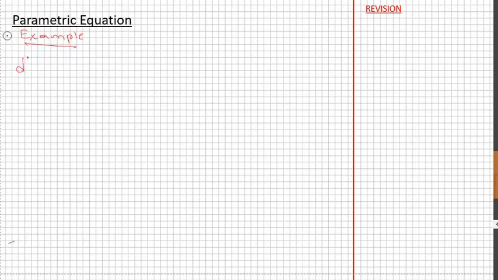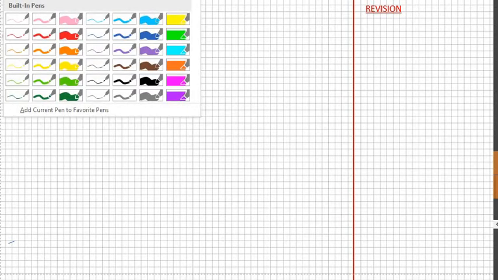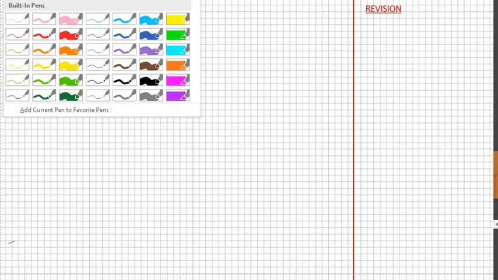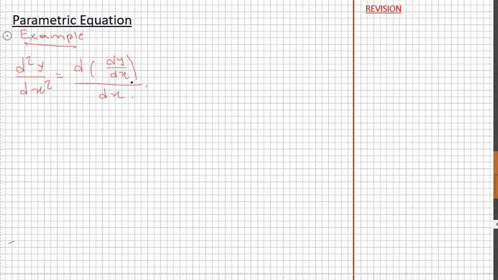So the second derivative of y with respect to x can be written as the derivative of the first derivative of y with respect to x, and then everything with respect to x. So far I haven't yet applied the chain rule. To apply the chain rule, as you can see, we have the first fraction on top, which is the derivative of the derivative of y with respect to x. This is the numerator, and the denominator is just dx.